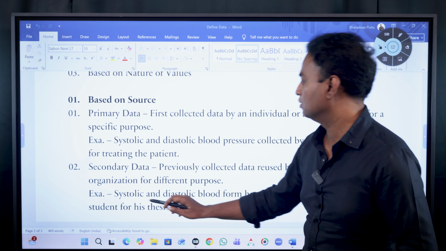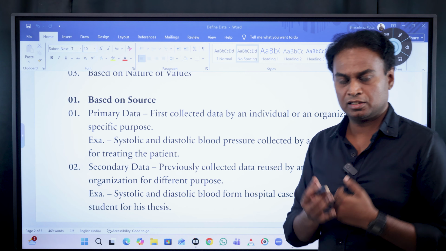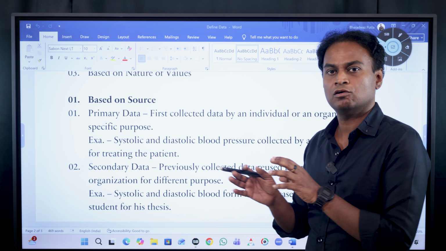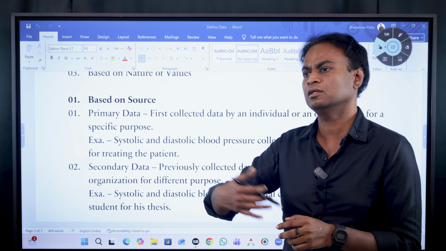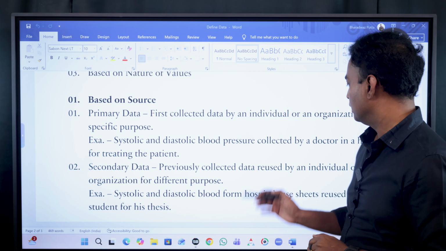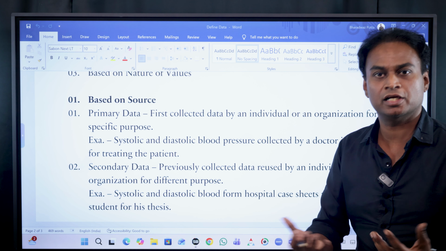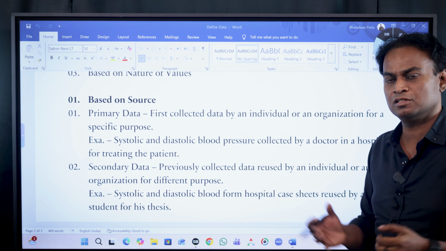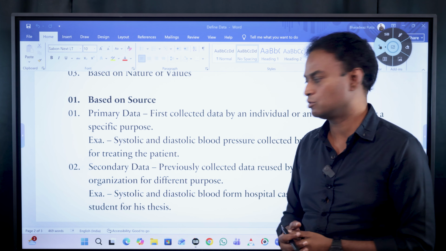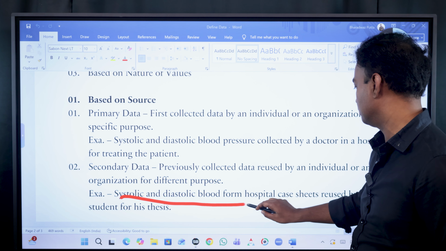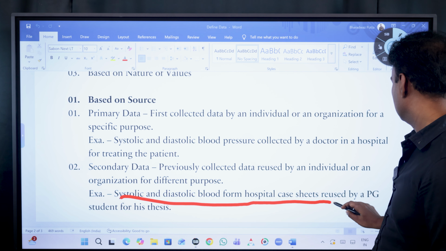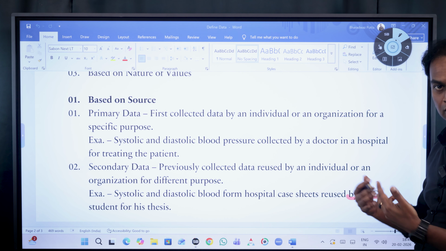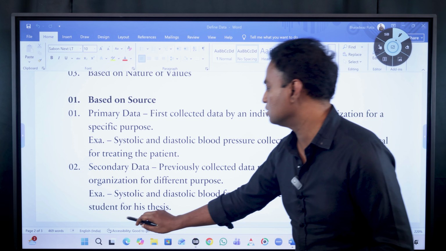Example, the same one. In a particular hospital, the patient has come, the doctor has taken systolic and diastolic values and entered them into the case report in the hospital, and he gave the medicine to the patient and sent him away. After some time, in the same hospital, a PG, a postgraduate, has come, and he wants to make a thesis on blood pressure. What he does is go to the previous documents, and he takes the systolic and diastolic blood pressure from the hospital case sheet. This is reused by the PG student, an individual or again an organization, for his thesis.